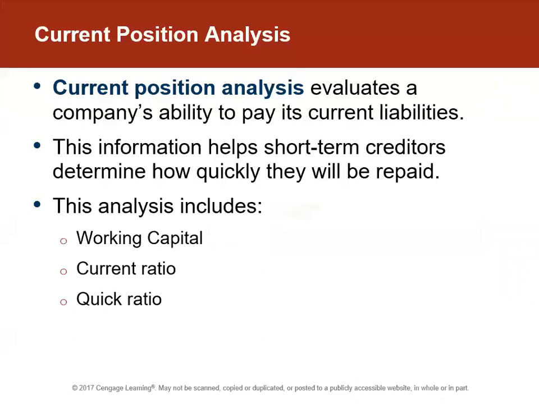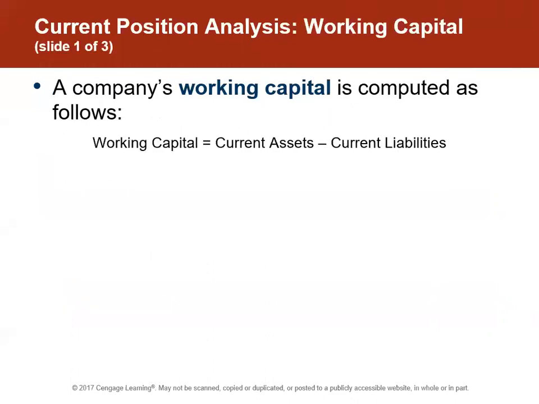So, current position analysis. These three ratios, working capital, current, and quick ratio, are all easy to compute. They're some of the easier ratios, and they just help short-term creditors. They give them a picture of how quickly or how easily we can pay off short-term debt. So we're looking at current assets, so cash, accounts receivable, short-term investments, inventory, that sort of thing, and whether we have enough to cover our short-term debts, or short-term liabilities.